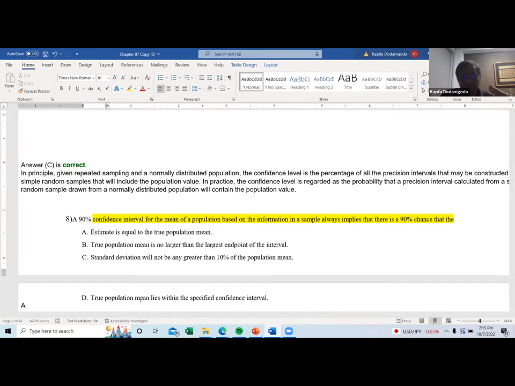Because when you take a sample, we calculate the sample mean value and also the sample standard deviation. So to have the 90% confidence interval, let us say we have a certain number of standard deviations, let us say one standard deviation plus and minus. So that means there's a 90% chance that the actual population mean will be within that 90% confidence interval. That is what it means.